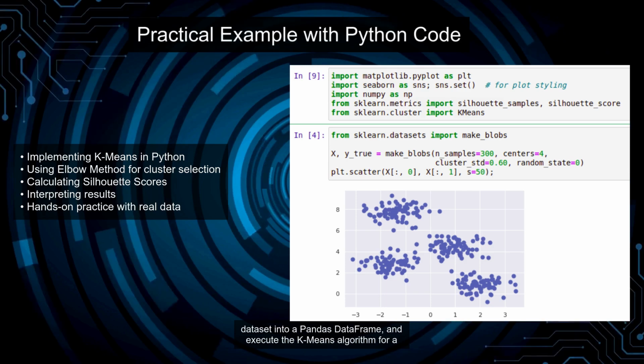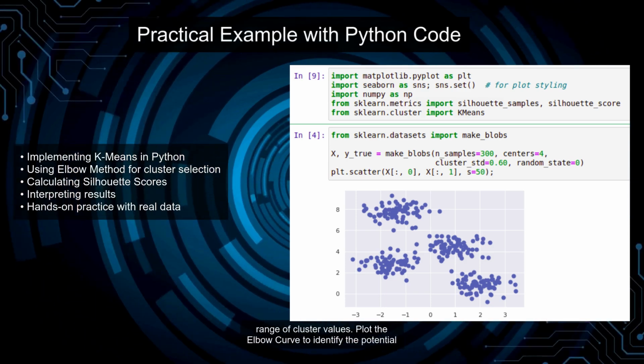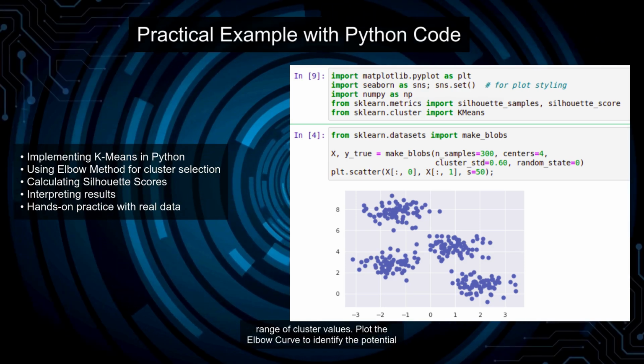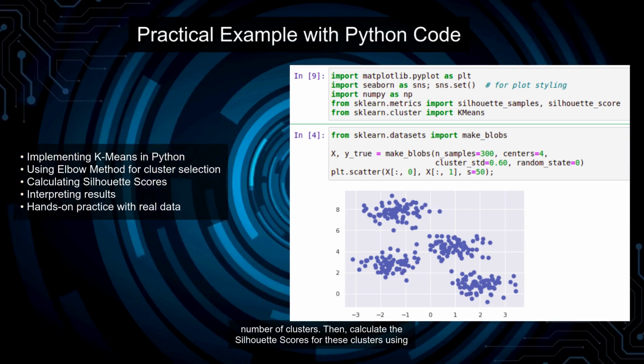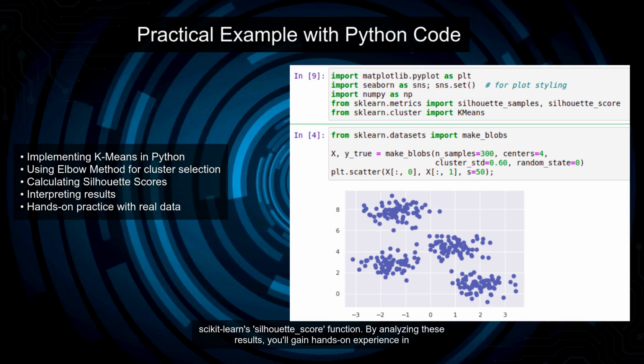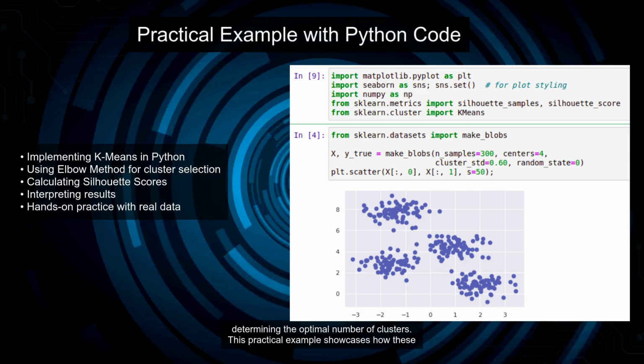First, load your dataset into a pandas data frame, and execute the k-means algorithm for a range of cluster values. Plot the elbow curve to identify the potential number of clusters. Then, calculate the silhouette scores for these clusters using scikit-learn's silhouette_score function. By analyzing these results, you'll gain hands-on experience in determining the optimal number of clusters.